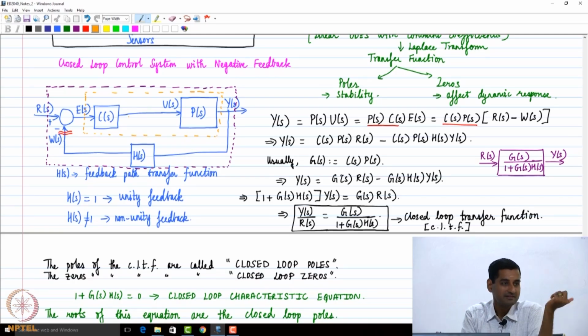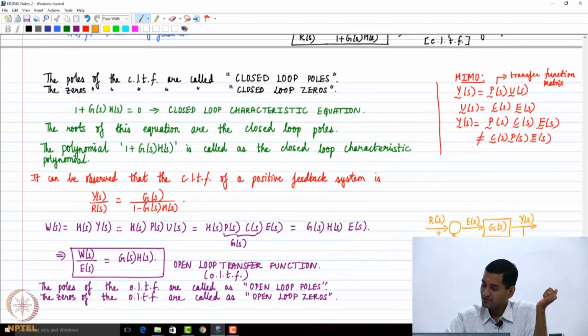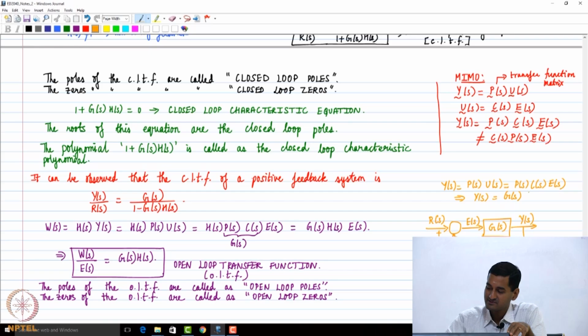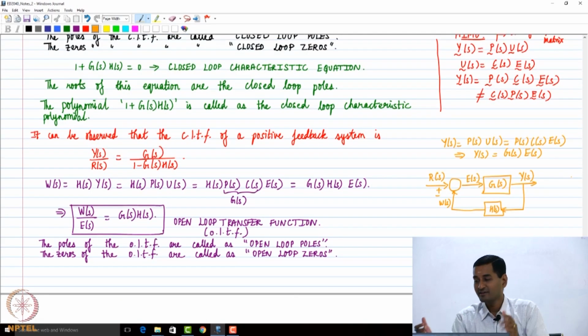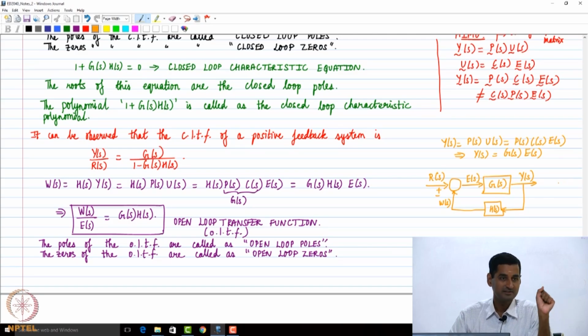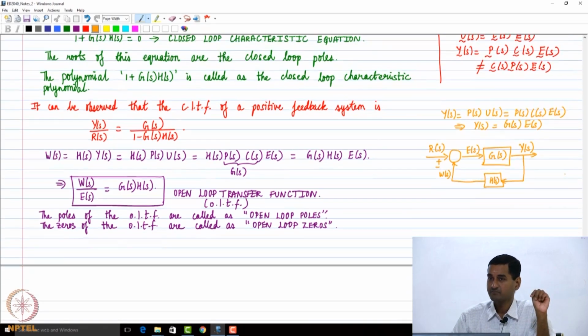So if you look at Y of S here, why did I do it this way? Y of S is going to be equal to P of S times U of S, which is nothing but P of S times C of S times E of S. So you immediately observe that Y of S is going to be equal to G of S times E of S. People will just combine the controller and the plant block and write it in this form. So these are just various visualizations of the same feedback system. Is it clear? Okay, fine.